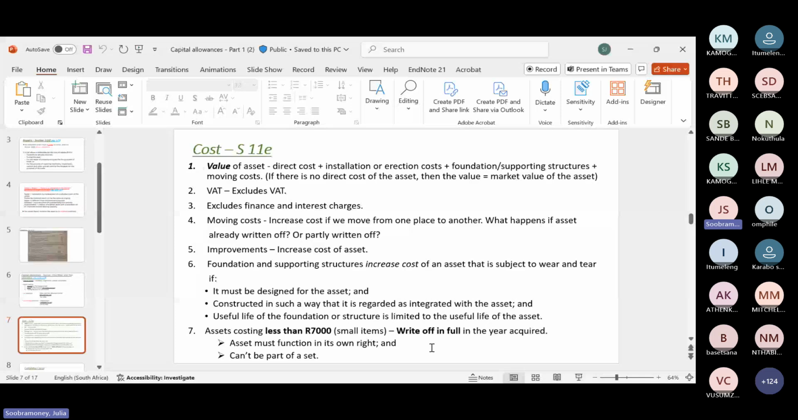Okay, if I buy the desk at Macro and then I go and I buy the chairs at Game or whatever, separate asset, 100%. Okay, it will be seen as a separate asset. Why? Because I've got separate invoices or receipts for each item. It's seen as a separate asset.